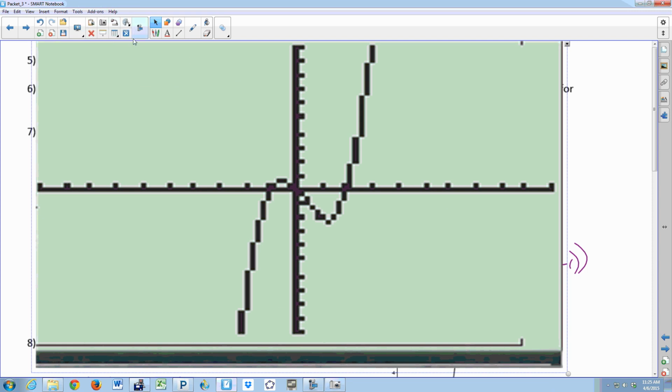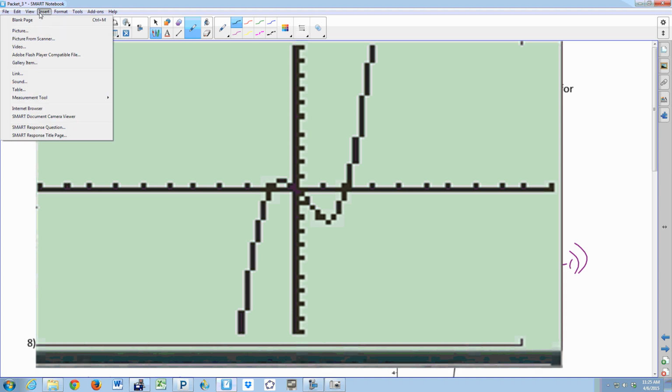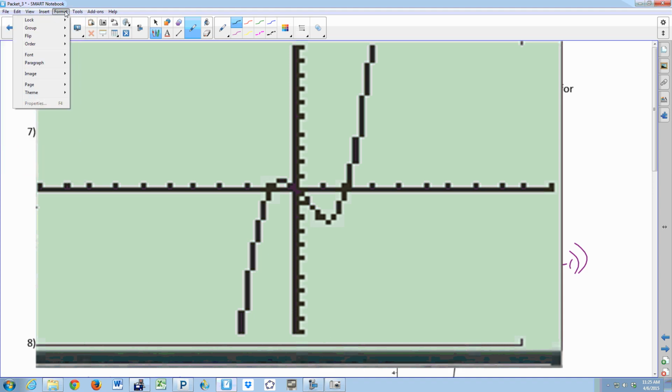Let's see, where is my magic pen? I hope here's my magic pen, I think. Is that, no. What happened to my magic pen? Insert, tools, magic pen, right there.